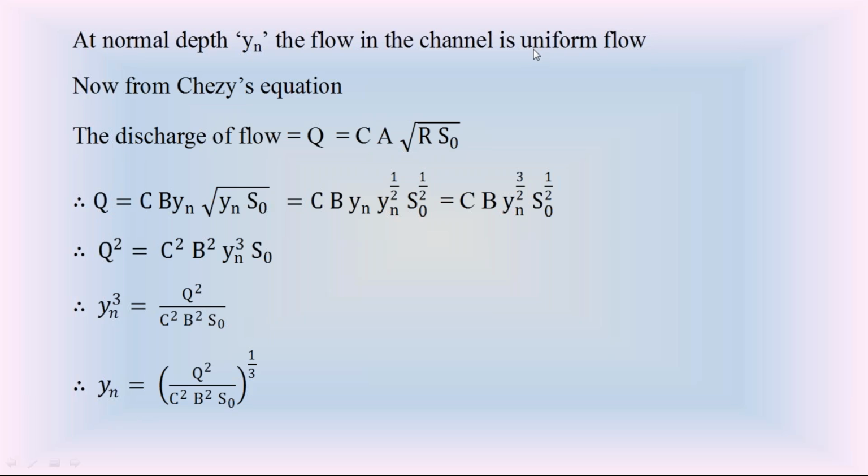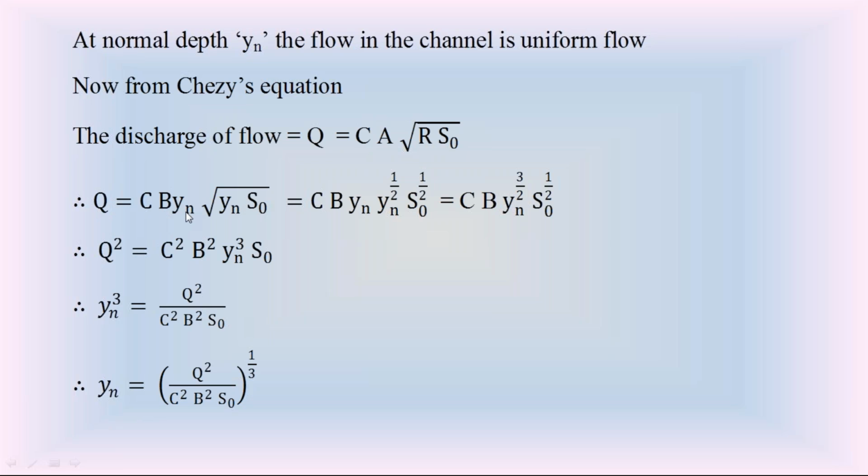If the flow is gradually varied flow, you take Sf in Chezy's equation. But at normal depth Yn, the flow in the channel is uniform flow. So in Chezy's equation, we consider the channel bottom slope S naught. So the discharge Q is equal to C, Chezy's constant, into A, wetted area, into root R, hydraulic radius, into S naught. We know that at normal depth Yn, wetted area A is B into Yn.